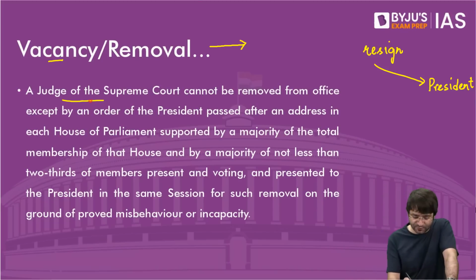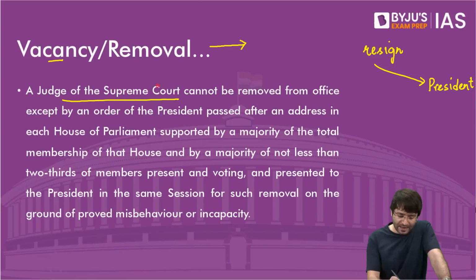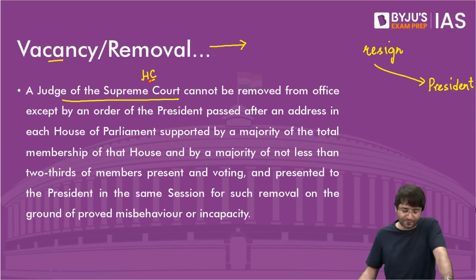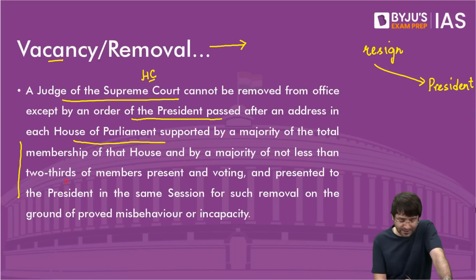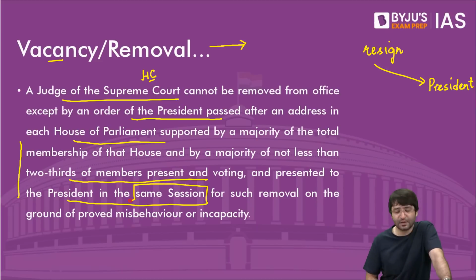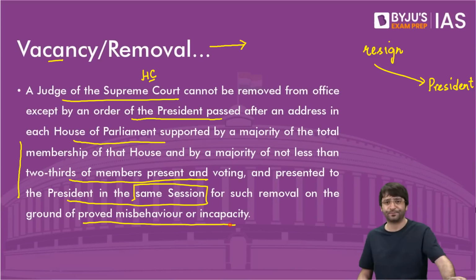Constitution says a judge of the Supreme Court as well as the judge of a High Court cannot be removed from their offices except by the order of the President, passed after address in each house of the Parliament, supported by majority of the total membership of the House and majority of not less than 2/3 of the members present and voting, and presented to the President in the same session on the grounds of proved misbehavior or incapacity.